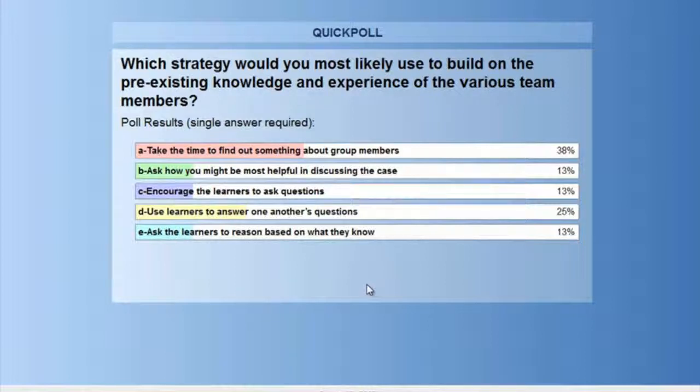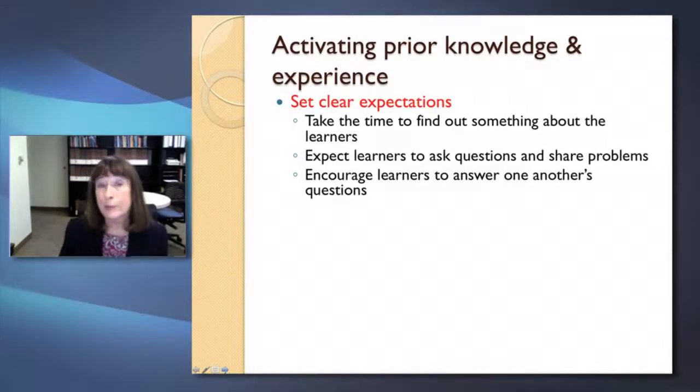So while all of these are possible responses, there are some ideas from the literature on things that might be particularly helpful. Let me take you back to a few suggestions. When you're thinking about activating prior knowledge and experience, the first most critical tip here is to set clear expectations. Our attending in the case study didn't really say much. The senior resident may have known, but take some time to find out about the learners. And that was indeed the most frequent thing that you shared in the poll.